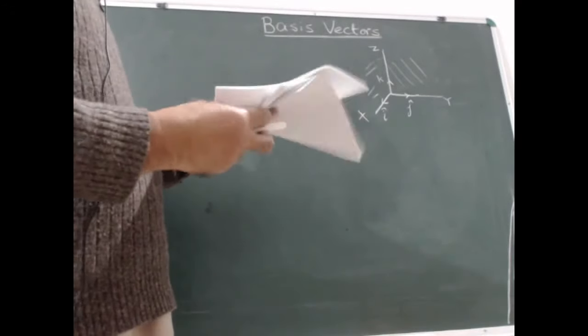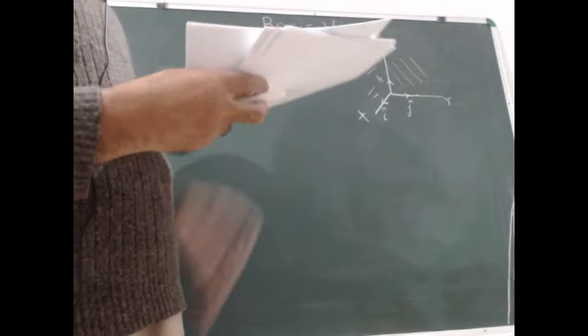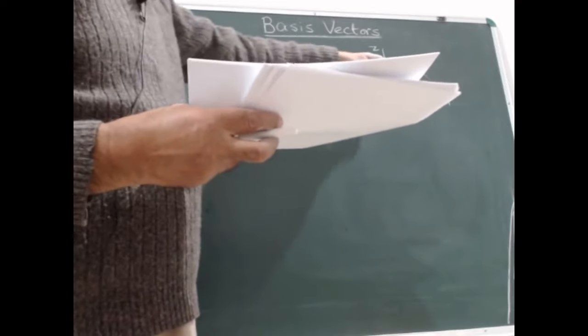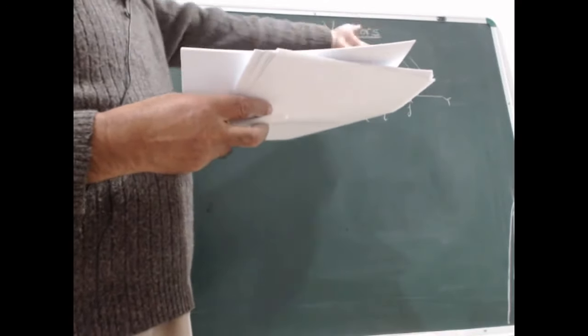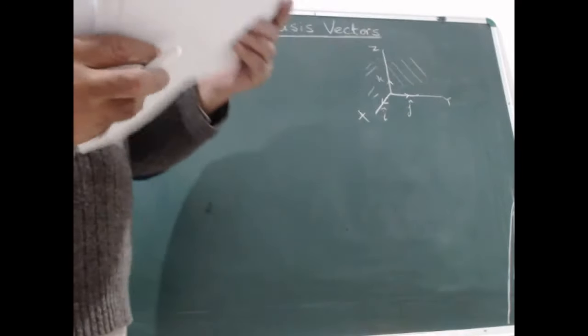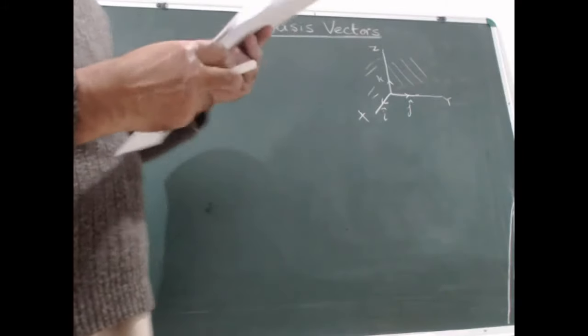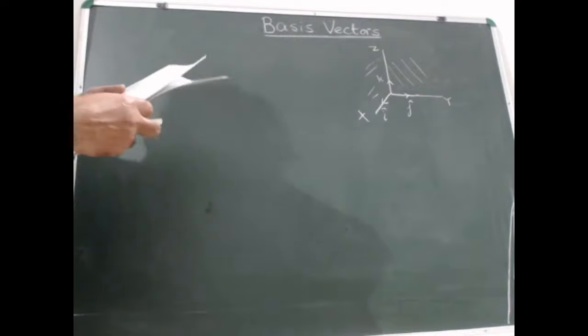But in general, for a curvilinear coordinate system or a general oblique coordinate system, the two kinds of basis vectors we have discussed, which are along the basis axis and perpendicular to the planes, may not be the same. Now we are going to discuss this.